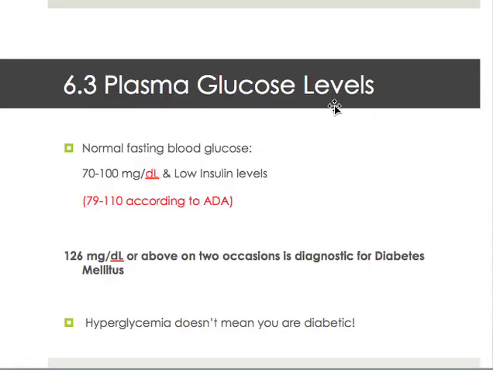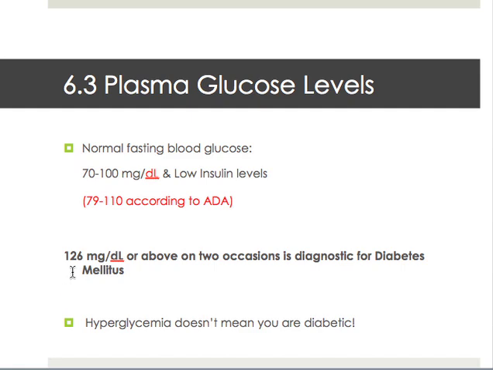Plasma glucose levels, or blood sugar levels. We know that normal fasting blood glucose should be within the range of 70 to 100 milligrams per deciliter. And we expect that insulin levels should be low at that concentration. You would see differences in ranges depending on which resources you read. For example, the American Diabetes Association provides another range. It's very close to the one I just gave you, but theirs is from 79 to 110.